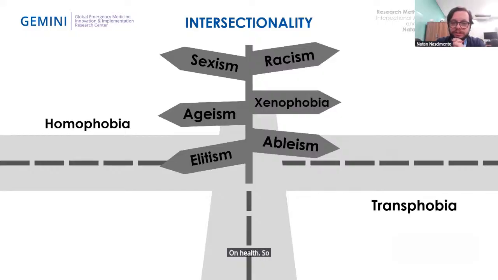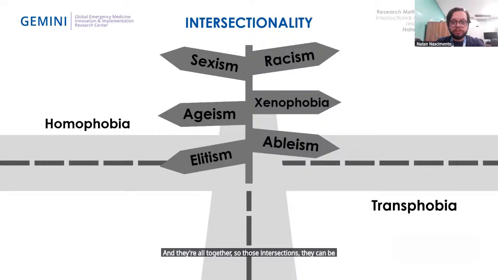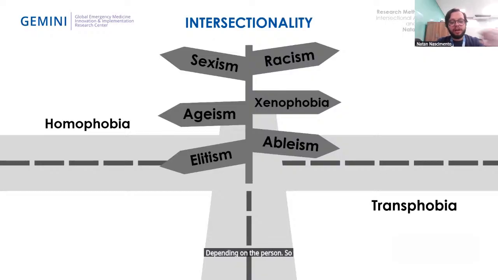So picture this as an intersection at a road. We're talking about different ways that we can understand these relations of power. So sexism, racism, ageism, xenophobia, elitism, ableism, transphobia, homophobia, everything is a way and they're all together. So those intersections can be in a multitude of paths. We can have sexism, racism, elitism, ableism, transphobia, and homophobia in the same intersection, depending on the person. So myself, I am a non-binary person who's also a Latin white person, who's also a disabled person. I have a disability. So in that perception, I am at an intersection of transphobia, ableism, xenophobia, sexism, and homophobia.